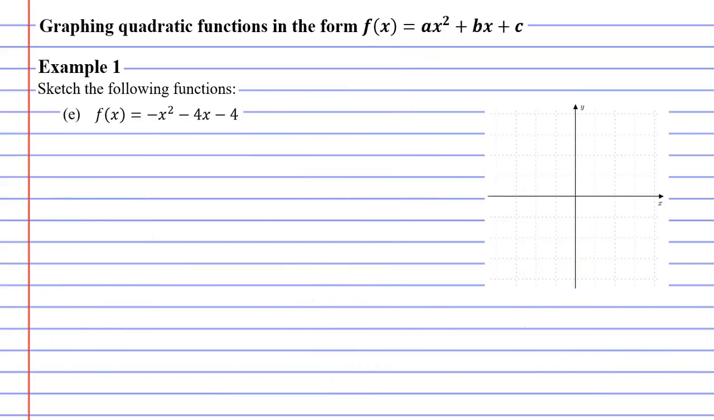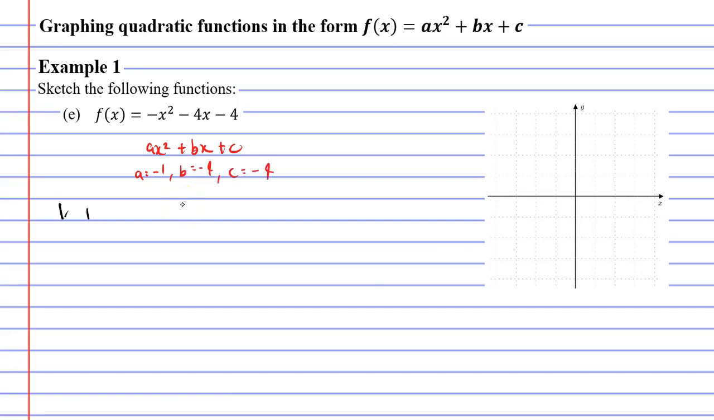Alright, let's now move on to question E. So here we have our function in the form ax squared plus bx plus c. Looking at A, there's no number here. That's technically -1. So A must equal -1. We can see that B equals -4. And C also equals -4.